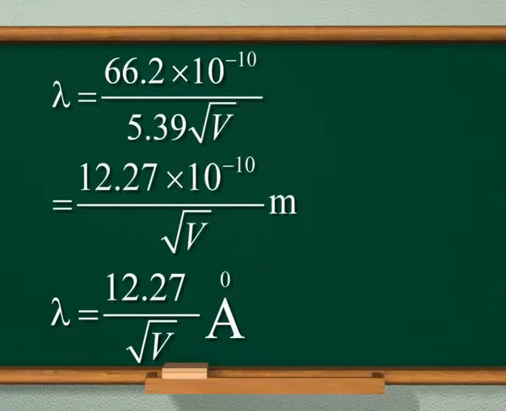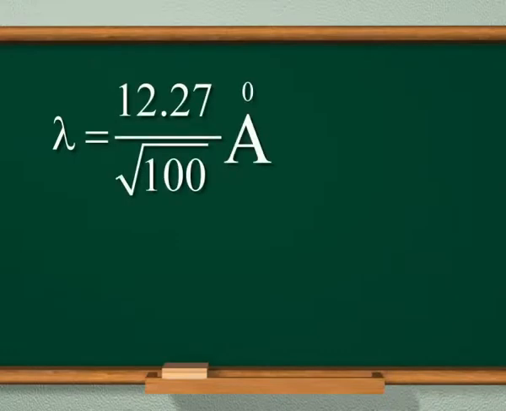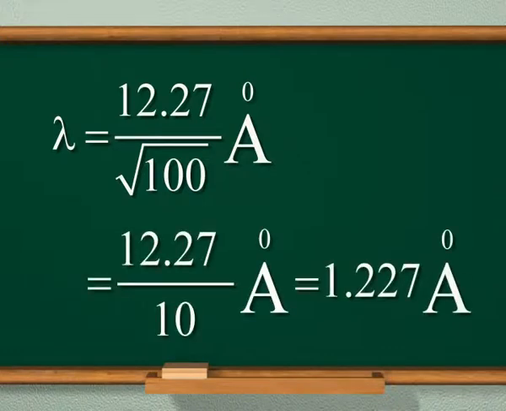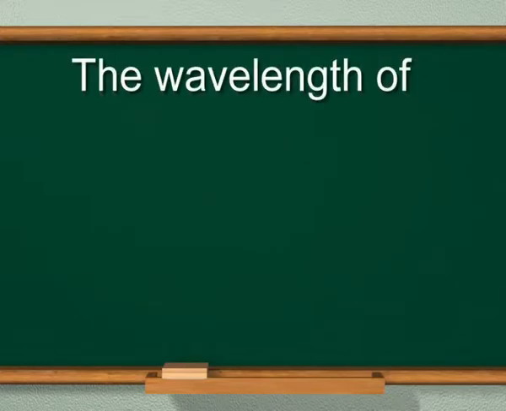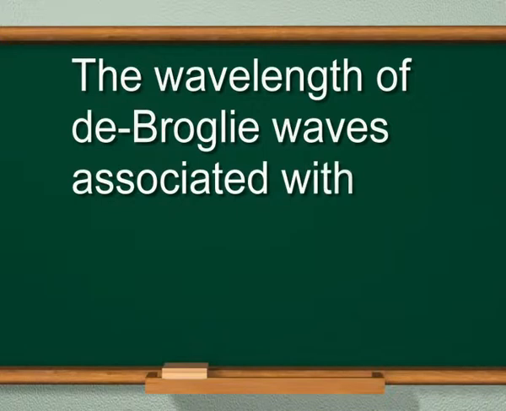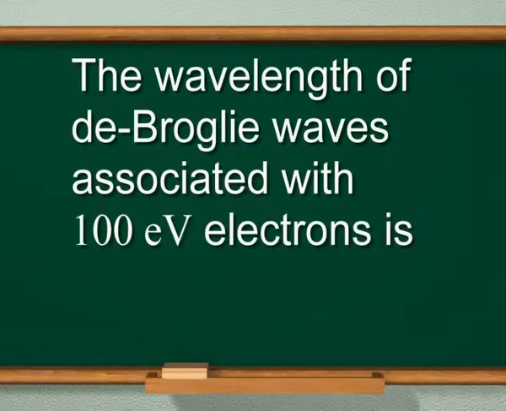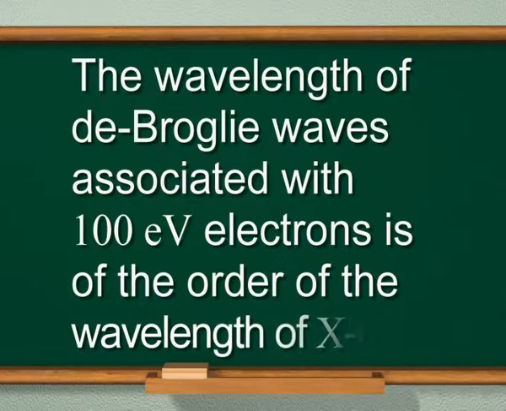Now, consider the de Broglie wavelength of electrons when accelerated through a potential difference of 100 volt. Then we have lambda is equal to 12.27 upon under root 100 angstrom, which is equal to 12.27 upon 10 angstrom, that is 1.227 angstrom. Thus, the wavelength of de Broglie waves associated with 100 eV electrons is of the order of the wavelength of X-rays.